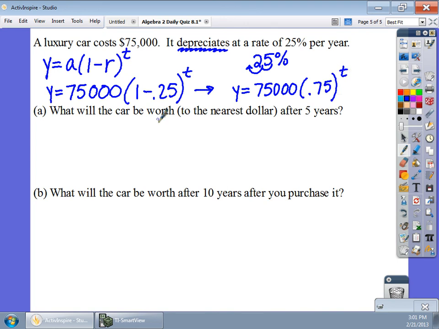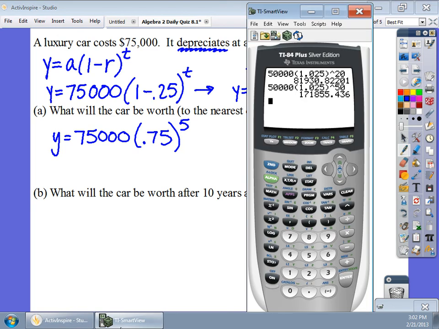Now what will the car be worth after 5 years? That means we're going to substitute 5 into t. Y equals 75,000 times 0.75 raised to the 5th power. Now, let's just think ahead a little bit. Remember, your car is depreciating in value, so the value should be going down. So whatever we get should be less than 75,000. If you're getting a number more than 75,000, you know you made a mistake. So times 0.75 caret 5.